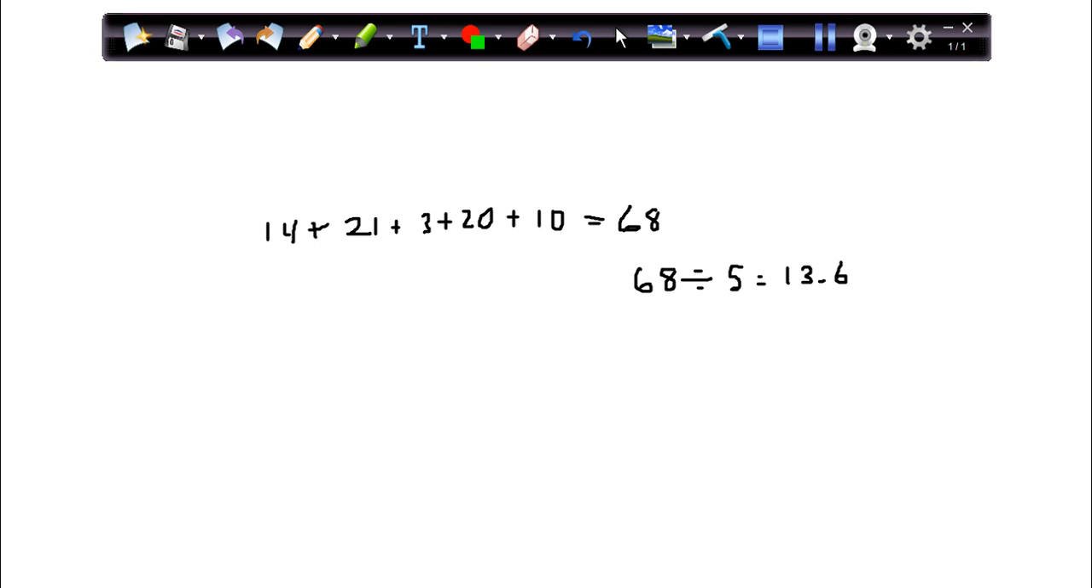So what we know here is we added up all the scores, 14, 21, 3, 20, and 10. How many scores are there? 5. Okay, so to get the average or the mean, add them up, divide by the total number. And of course, we got 13.6. Let's look at the next example, because all those instructions tell you that they want you to use the calculator.